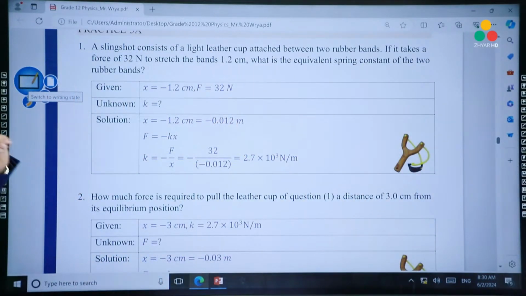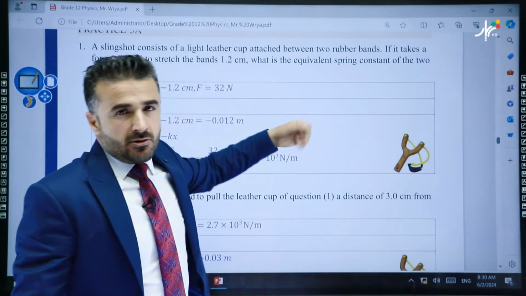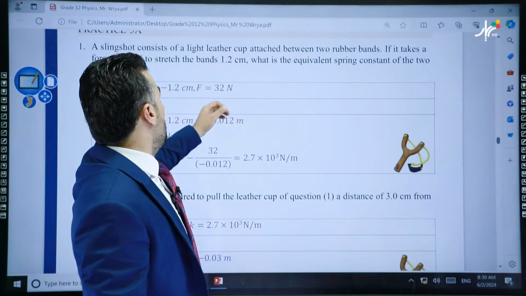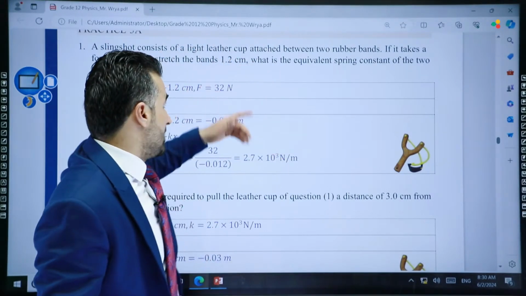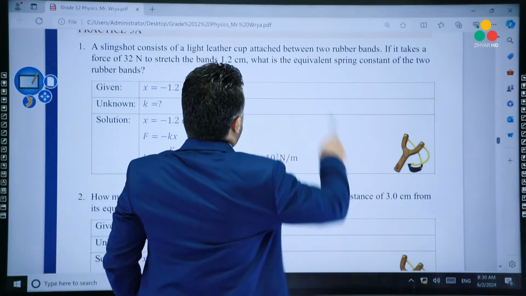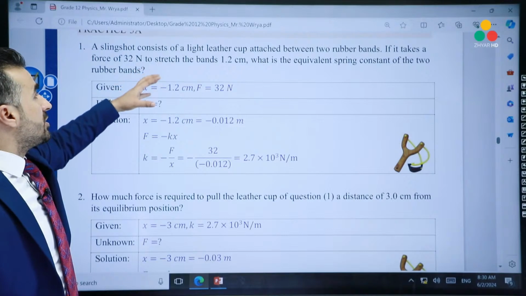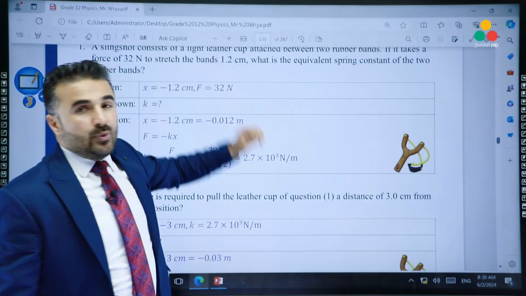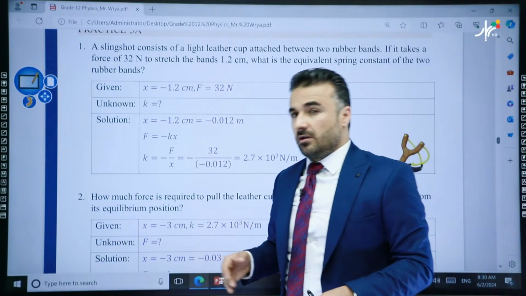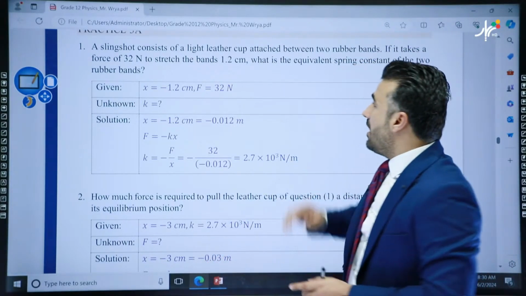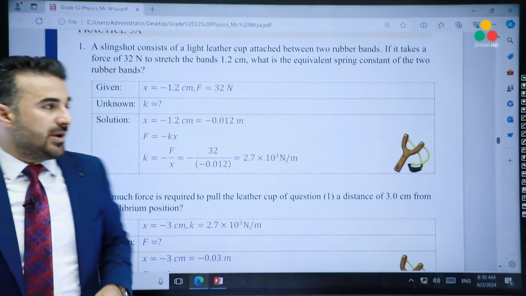We have another question here. It says, a slingshot consists of a light leather. When we say light leather, that means ignore the mass of the leather. Whenever something is light, we generally are ignoring the mass of that object. Leather cup attached between two rubber bands. If it takes a force of 32 Newton to stretch a band 1.2 centimeter, again we have centimeter, we're not using centimeter, you will have to convert this to meter. What is the equivalent spring constant of the two rubber bands in here?